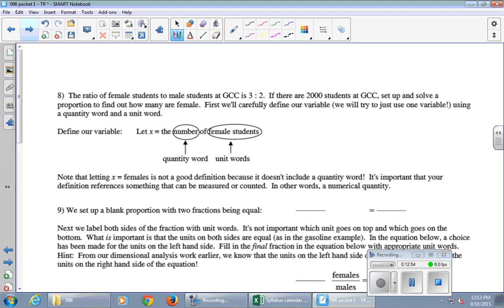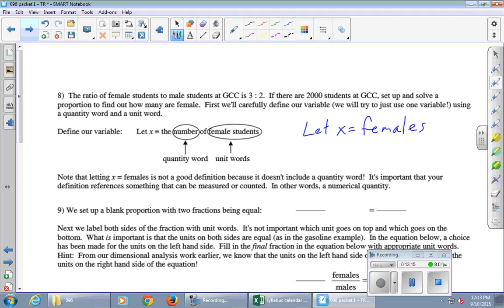So first thing we'll do is define a variable. I'm going to let x equal the number of female students. Just as well could have let it equal the number of male students. Notice I've got these things circled. I've got a quantity word and I've got a unit word. Very common for me to see stuff like this. Let x equal females.